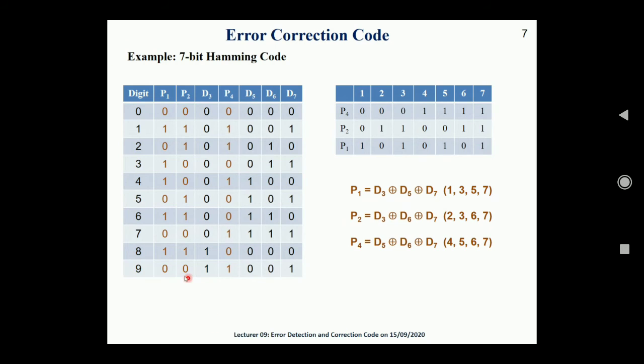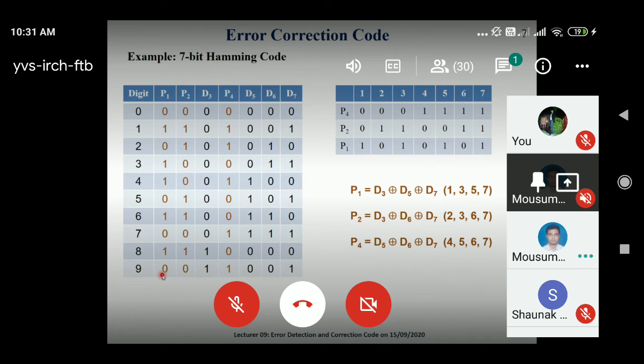See here carefully, you can check why P1 is 0. P1 is related to D3, D5, D7. So D3, D5, D7 are in this particular part. Why is P1 0? D3 is 1, D5 is 0, and D7 is 1. So how many ones occurred? An even number of ones occurred. Are you getting my point? An even number of ones occurred. So P1 is 0.